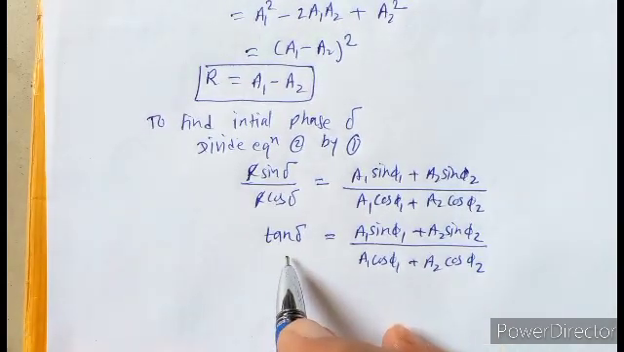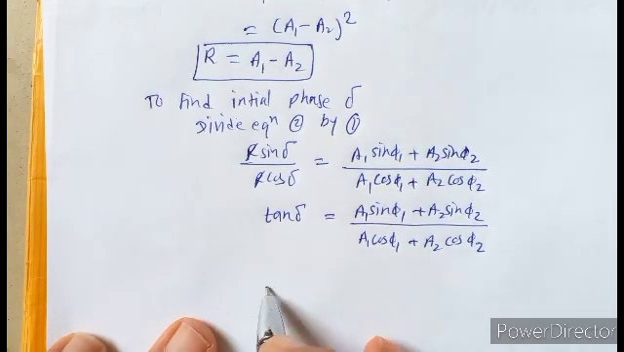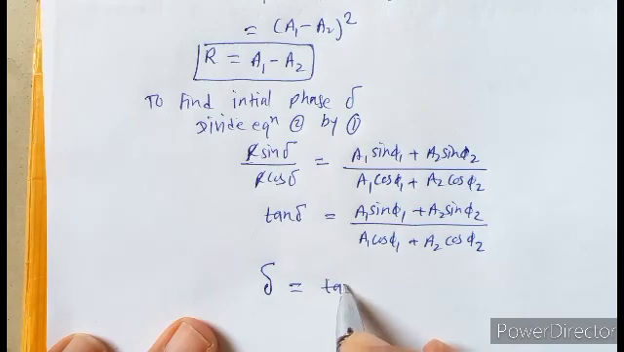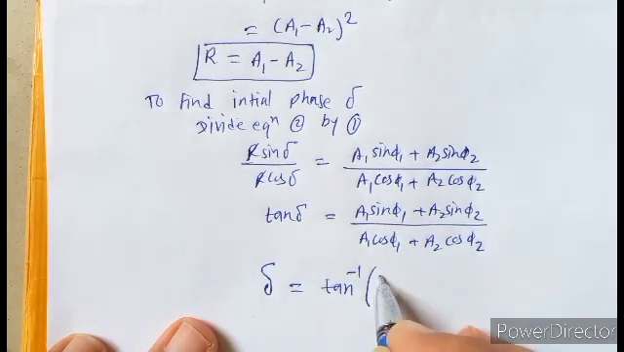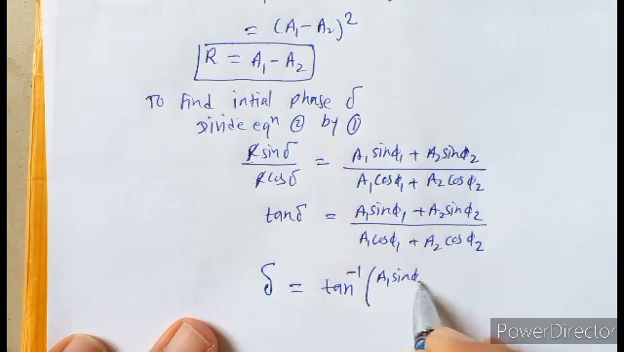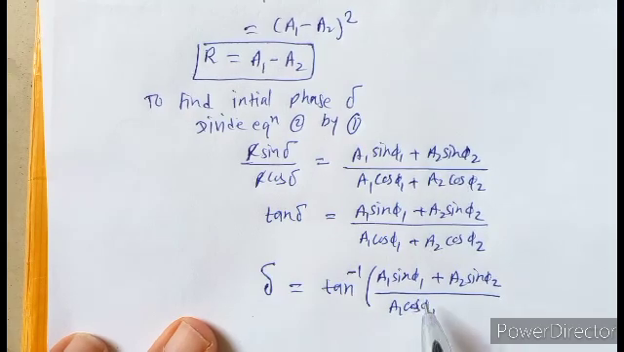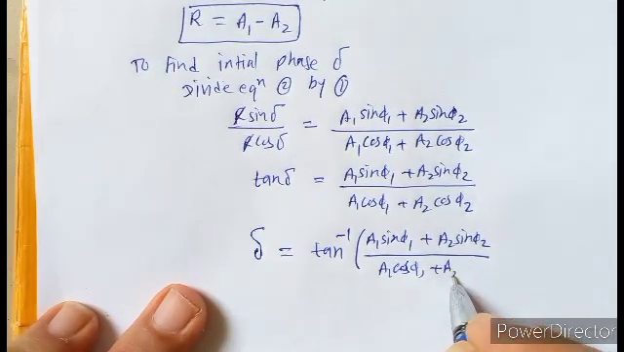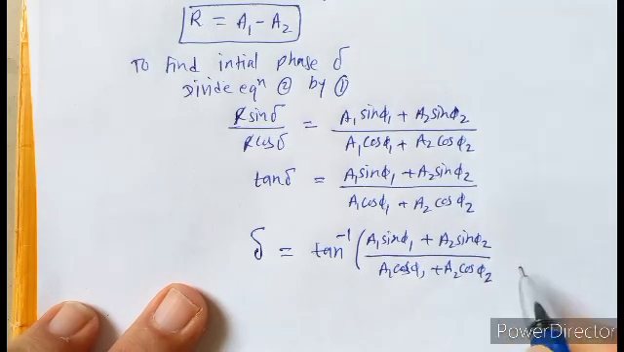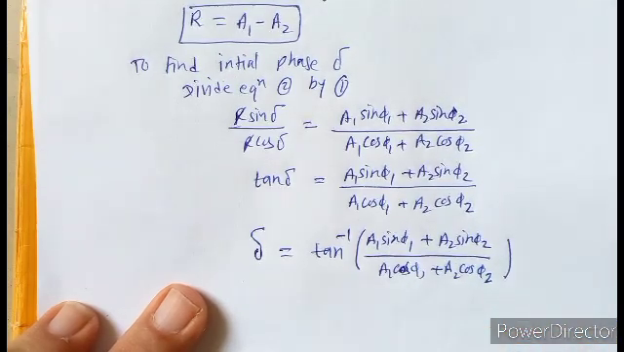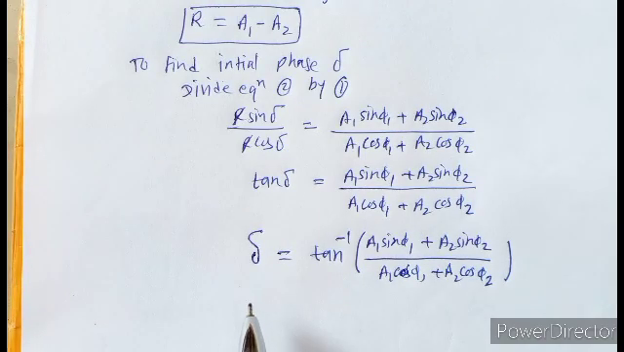So we get tan delta, but we require the value of delta. We use trigonometry. So delta is equal to tan inverse of the bracket (a1 sin phi 1 plus a2 sin phi 2) divided by (a1 cos phi 1 plus a2 cos phi 2), and whole bracket complete. So it gives you the initial phase of a particle performing 2 SHM at a time.